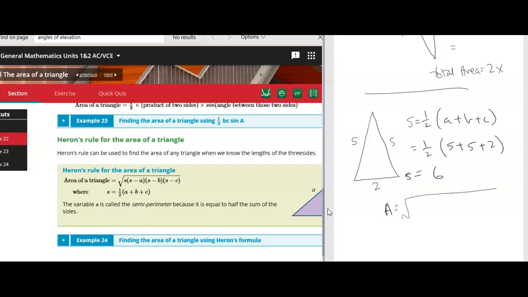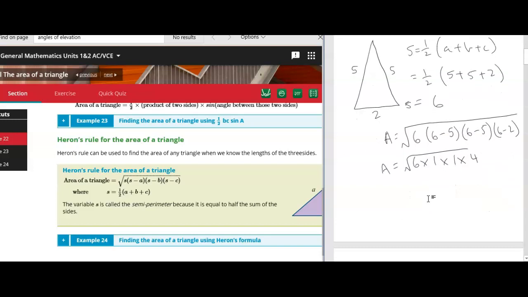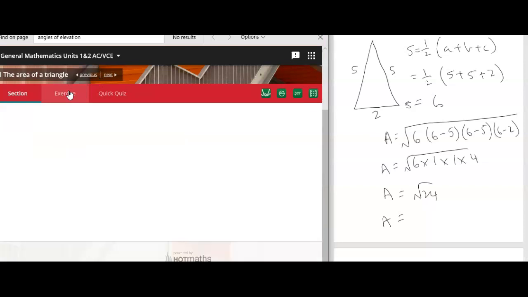So we've got the square root. If it's easier for you, you can do the square root at the end. 6 minus A, which is 5, 6 minus B, which is 5, and 6 minus C, which is 2. So we've got 6 times 1 times 1 times 4, and you can do that on your calculator. 6 times 4, square root of 24. Okay, let's move on to the next question.